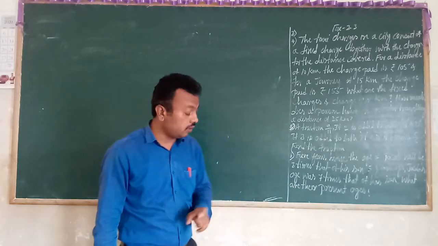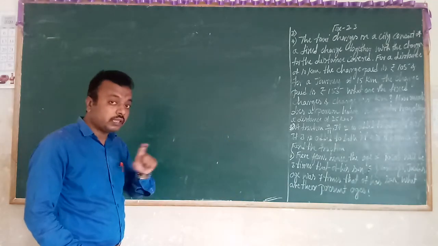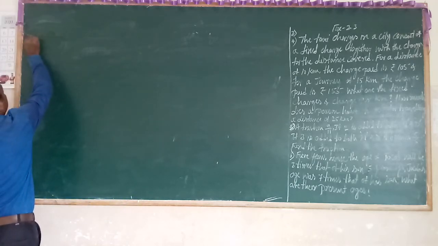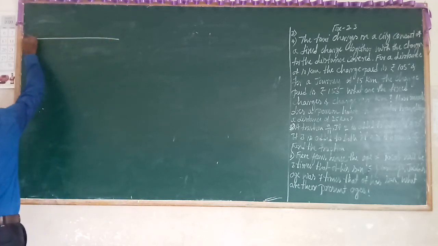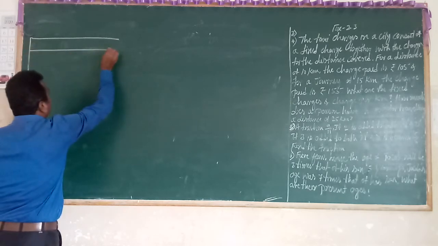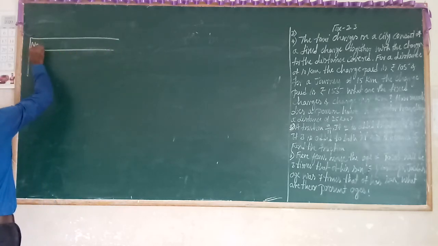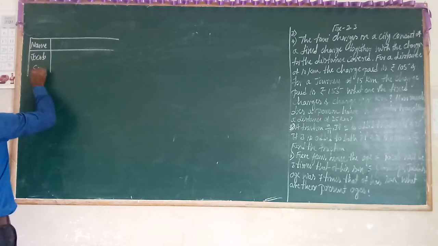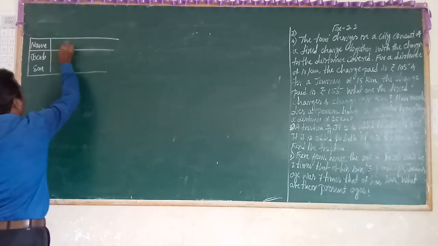See, in present age related questions, we have to make one table. Let us start. We have to make one table. This is name. This is Jacob, and this is Jacob's son. Okay, this is present age.